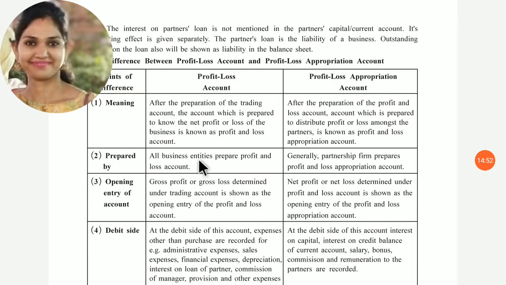All business entities prepare a profit and loss account. It is compulsory to prepare a profit and loss account. Generally, a partnership firm prepares a profit and loss appropriation account, but it is not mandatory. Mostly, partnership firms prepare it to know the divisible profit and loss of the partners.